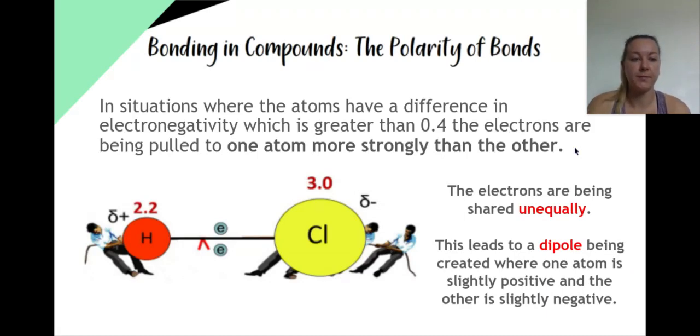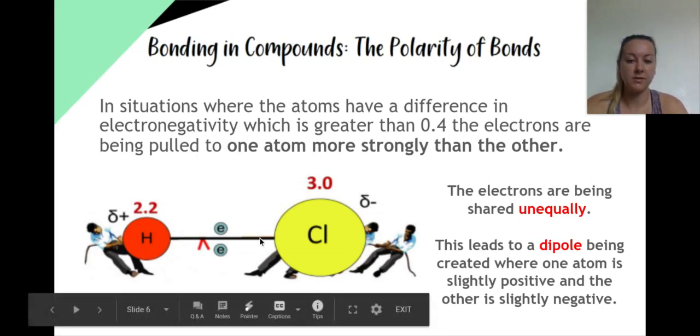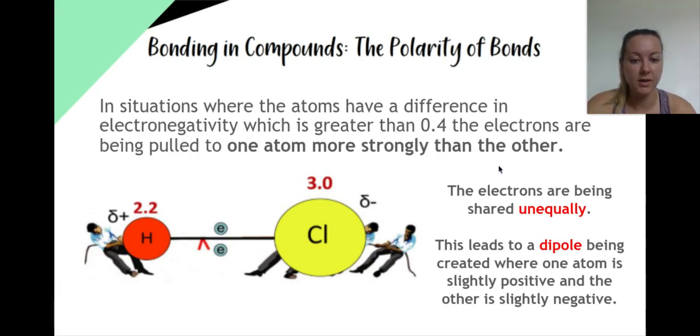So what does this mean? This means that the electrons are being shared unequally, and it creates something called a dipole in the bond, where one atom is slightly positive and the other is slightly negative. Now, what this means is the electrons are more likely to be found with the more electronegative element. In this situation, it's chlorine, which means that it's going to have a slight negative charge. Because those electrons are so close to that atom, it's going to have a slight negative, and that is this little symbol here. It's called delta, and delta just means slightly.